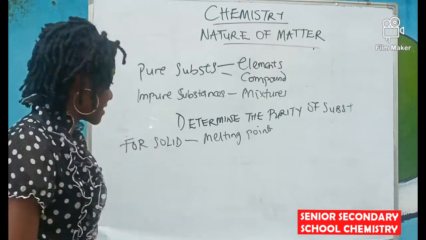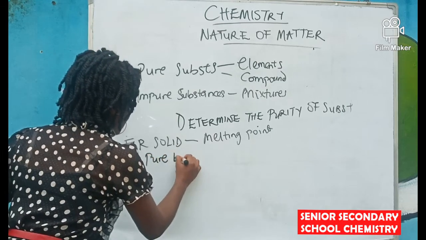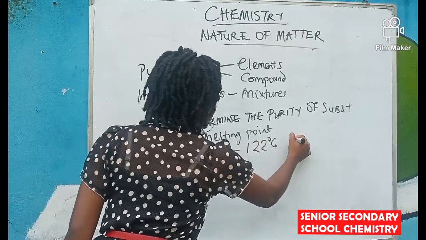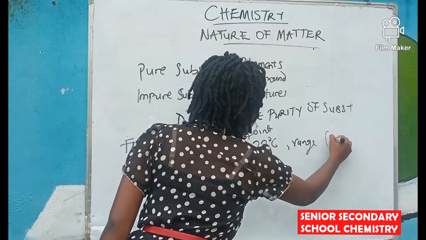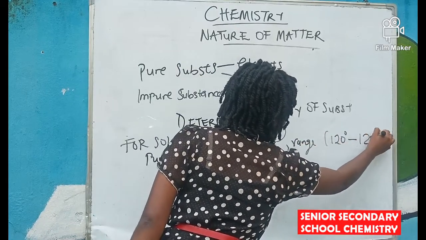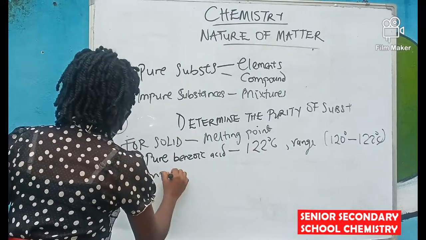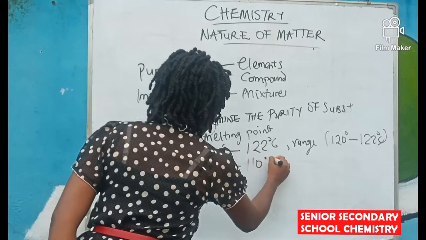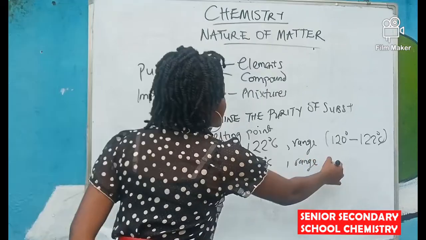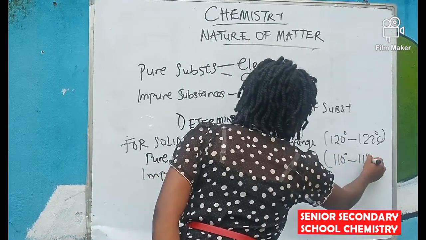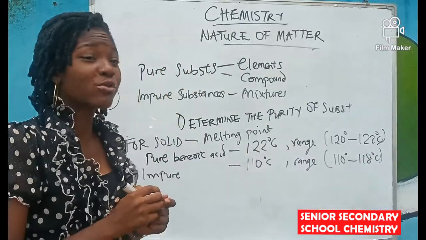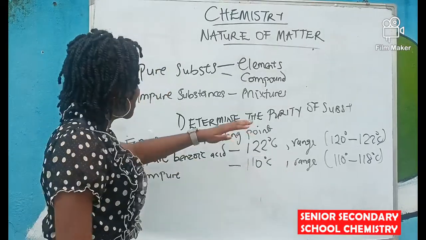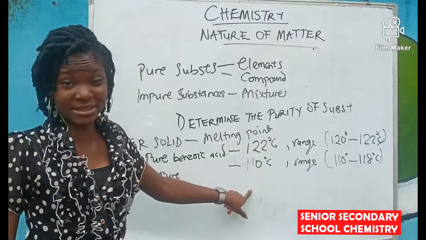So, a pure benzoic acid has a melting point of 122 degrees C and a melting range of 120 degrees to 122 degrees C. An impure benzoic acid has a melting point of 110 degrees C and a melting range of 110 degrees to 118 degrees C. If you look closely, you'll find that the presence of impurity in this benzoic acid decreased the melting point from 122 to 110 degrees C.